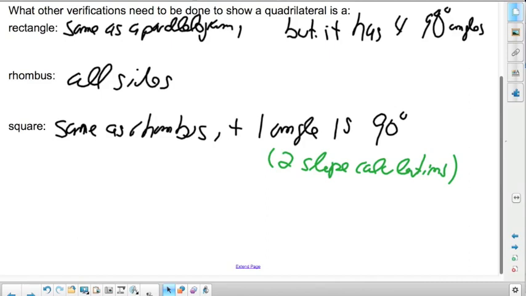What is it we need to do to verify something's a shape? No?